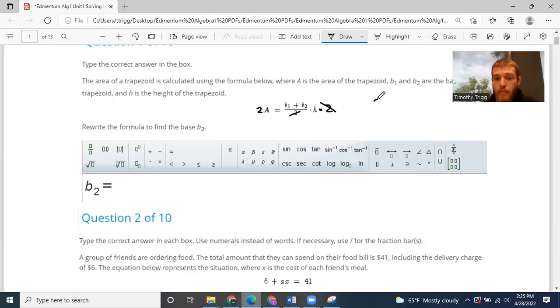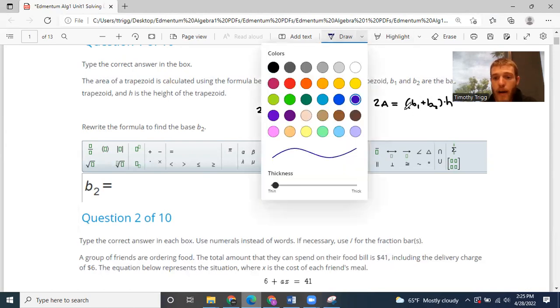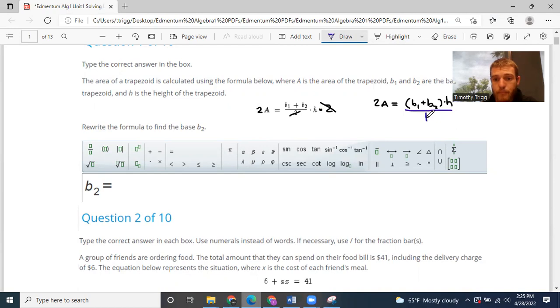So that gives us 2a equals, and I'm going to put parentheses here, (b sub 1 plus b sub 2) times h. Notice the h is multiplied by this parentheses here. So in order to cancel it, we're going to divide both sides by h. Dividing both sides by h cancels this factor, giving us 2a over h.